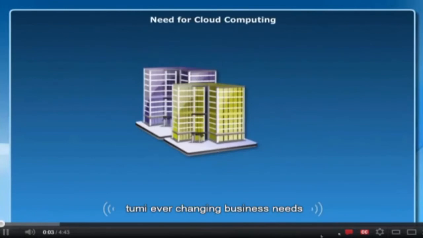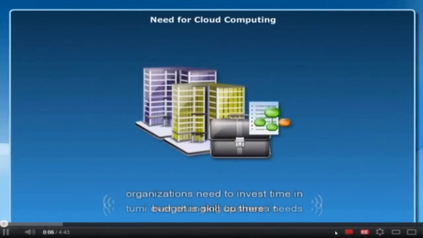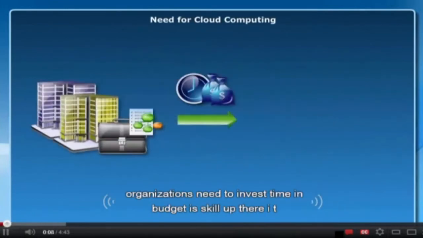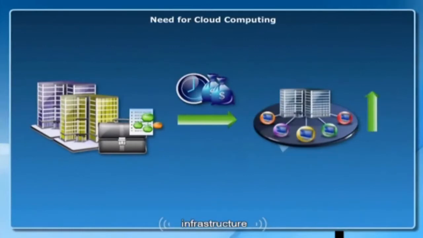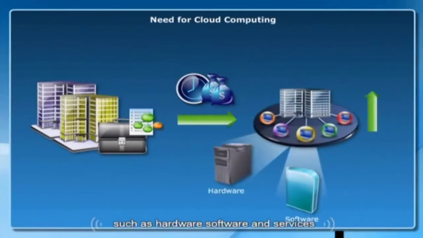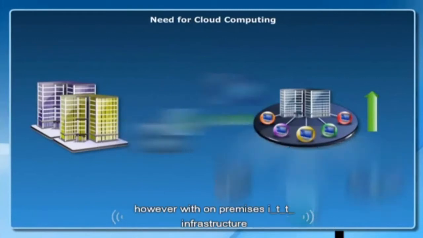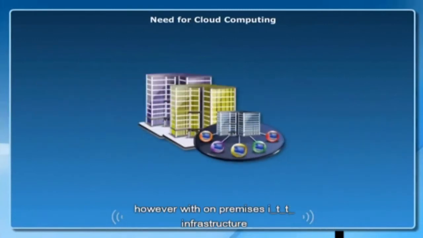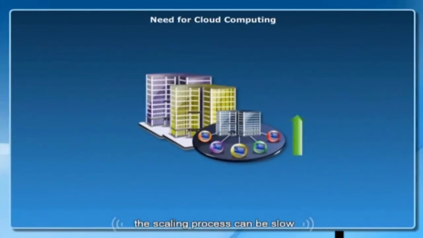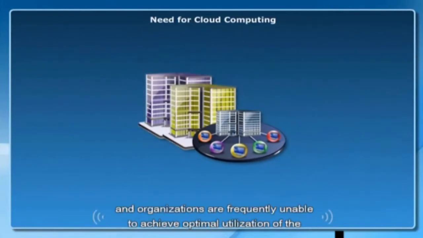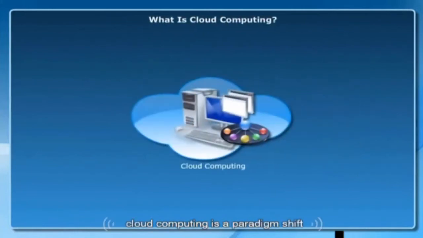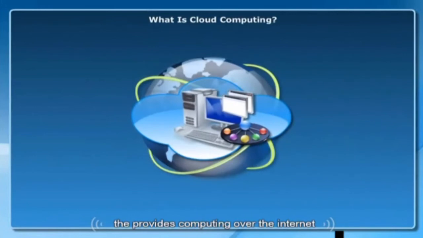To meet ever-changing business needs, organizations need to invest time and budget to scale up their IT infrastructure, such as hardware, software, and services. However, with on-premises IT infrastructure, the scaling process can be slow, and organizations are frequently unable to achieve optimal utilization of the IT infrastructure. Cloud computing is a paradigm shift that provides computing over the Internet.